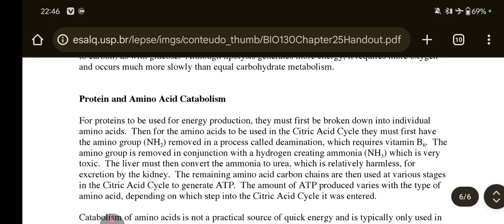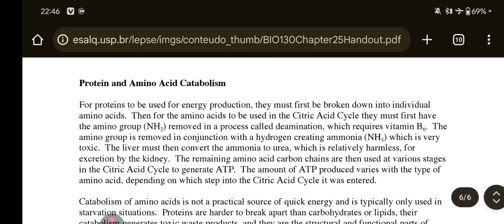Protein and amino acid catabolism. For proteins to be used for energy production, they must first be broken down into individual amino acids. Then for the amino acids to be used in the citric acid cycle, they must have the amino group removed in a process called deamination, which requires vitamin B6. The amino group is removed in conjunction with a hydrogen, creating ammonia, which is very toxic. The liver must then convert the ammonia to urea, which is relatively harmless, for excretion by the kidney.